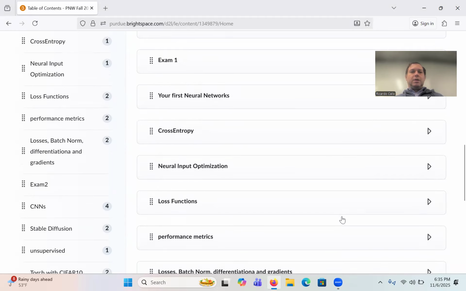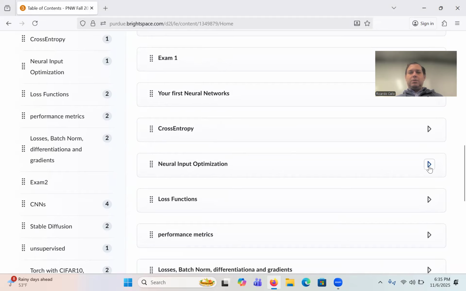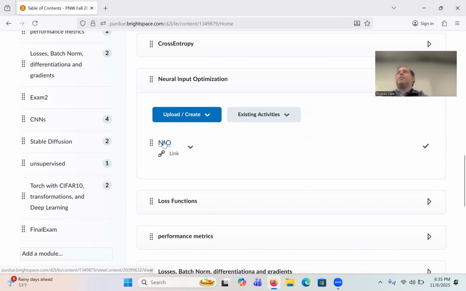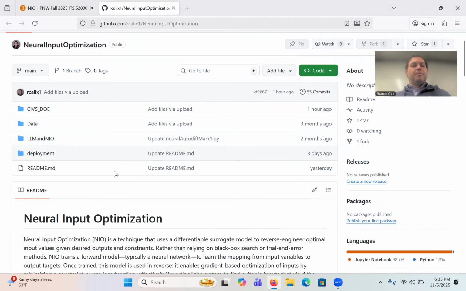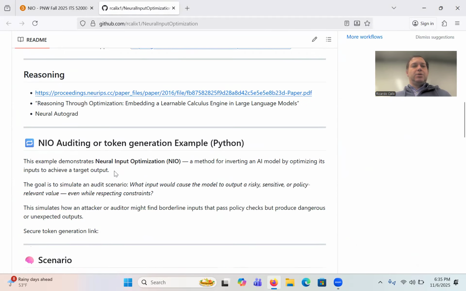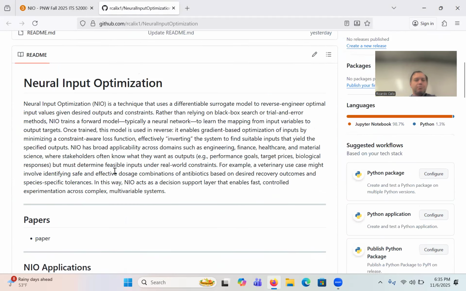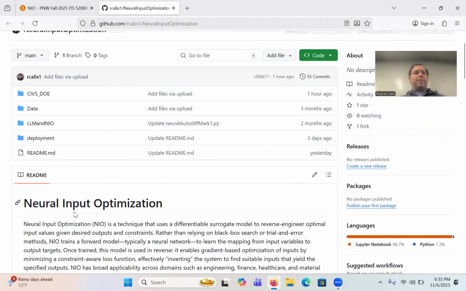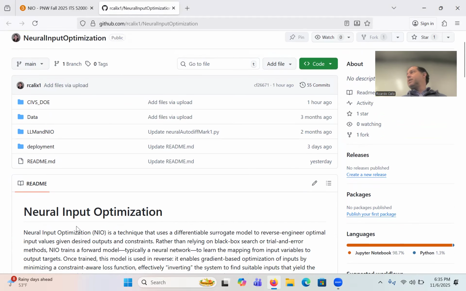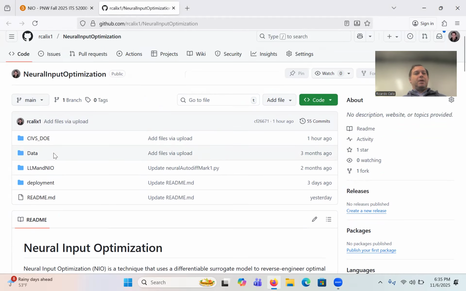So let's start here. Neural input optimization. I put together a repo that you can use for reference. I'm still updating this repo, but it's in good shape now. There is this README that we're going to go through today. Additionally, I've put together a few folders.